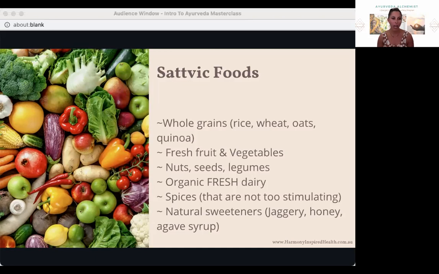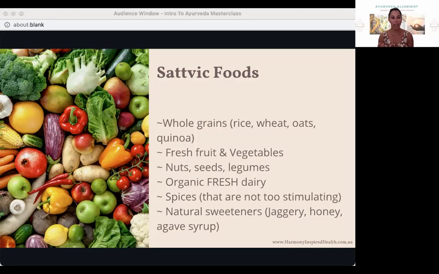They can include nuts, legumes, and seeds, organic fresh dairy, and that is because our dairy now is full of hormones. It often also comes from cruelty to the animal, which is not sattvic in nature. Therefore, it would not be seen as a sattvic food. But back in the Ayurvedic times, the animal that they got it from was completely organic and treated in a loving way, because they believed in this sattvic food and blessing the animal when they were getting milk and all of those types of things.